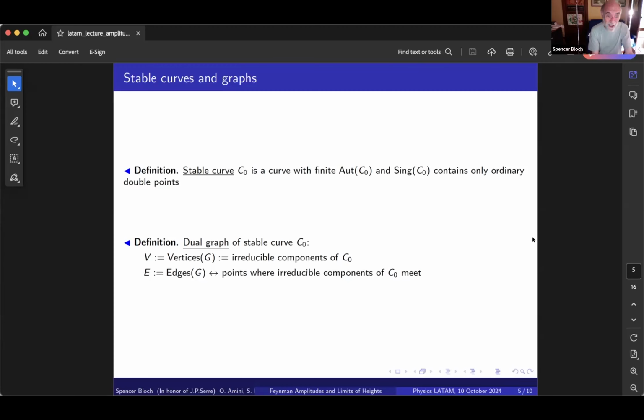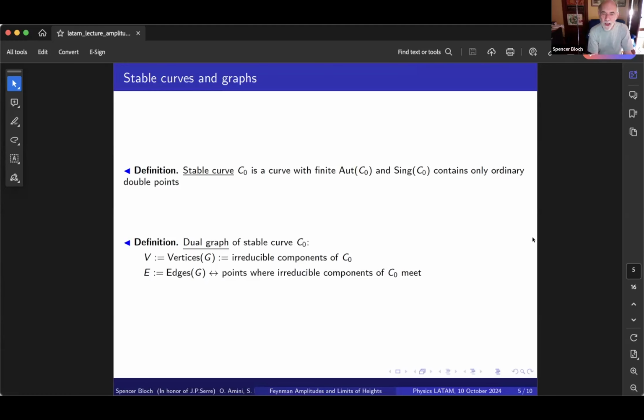And now, given a stable curve, it's not at all clear why this is the right thing to do, but it is. We define the dual graph of a stable curve to be the graph with vertices corresponding to the irreducible components. A stable curve, remember, can have ordinary double points, so it may not be irreducible. It may have different components that cross each other. So the vertices of the graph are the irreducible components of C naught, and the edges, by definition, correspond to the points where the irreducible components of C naught meet.